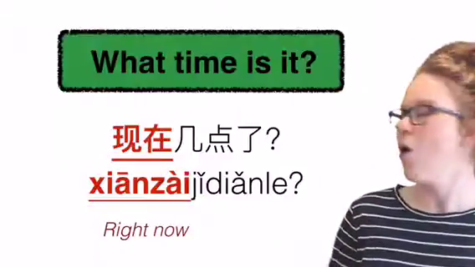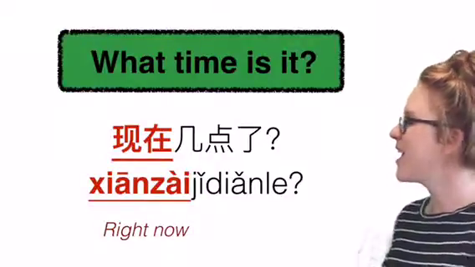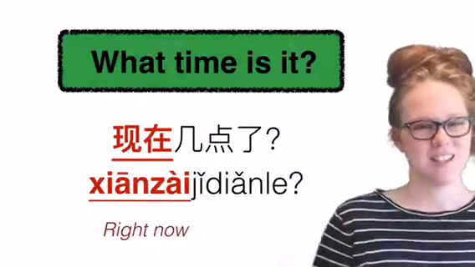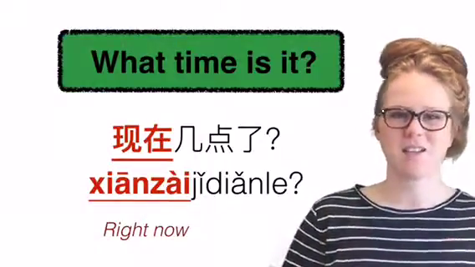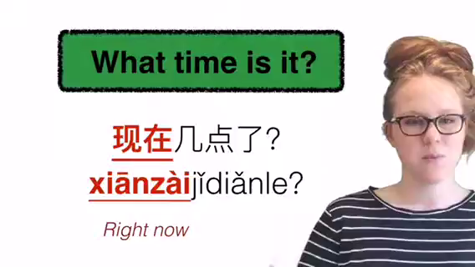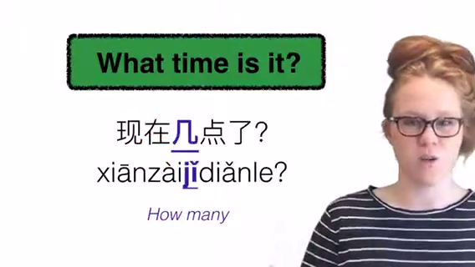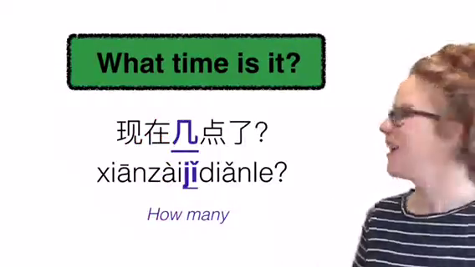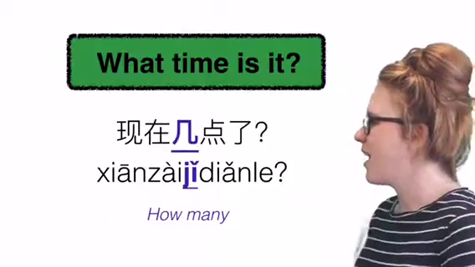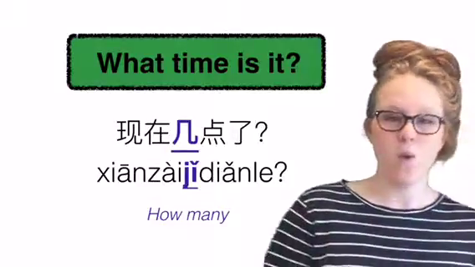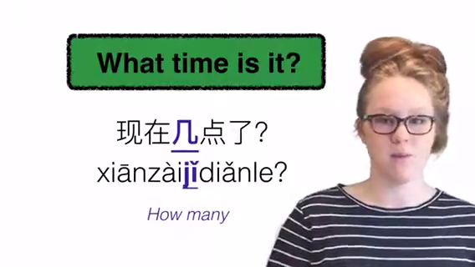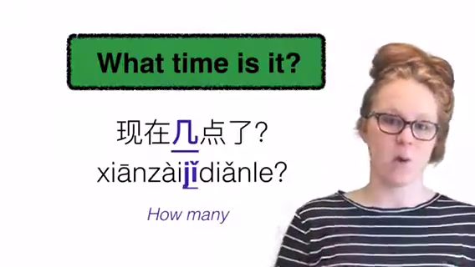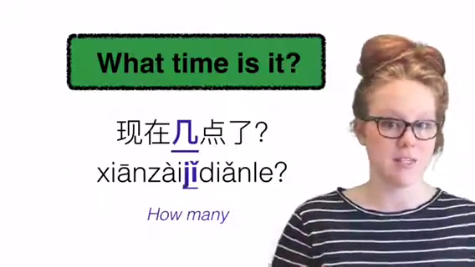So, firstly, what you need to use in a sentence is 现在. 现在. This means right now. The next word you need is actually the questioning word, 几. 几. Now, 几 is the word that we use for how many. Now, you might have seen this when you ask how old somebody is or what the date is.